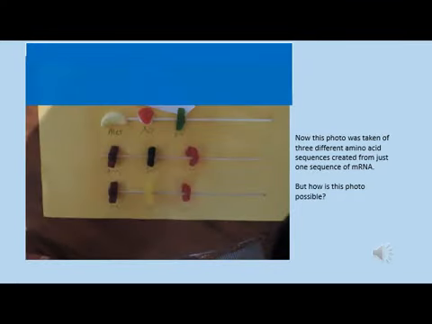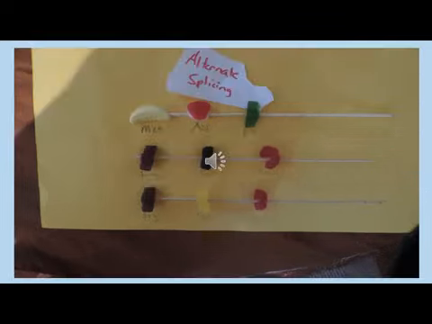Now this photo was taken of 3 different amino acid sequences or proteins created from just one sequence of messenger RNA. But how is this photo possible? It's because of a process called alternative splicing, which is responsible for creating different proteins from the same mRNA sequence.